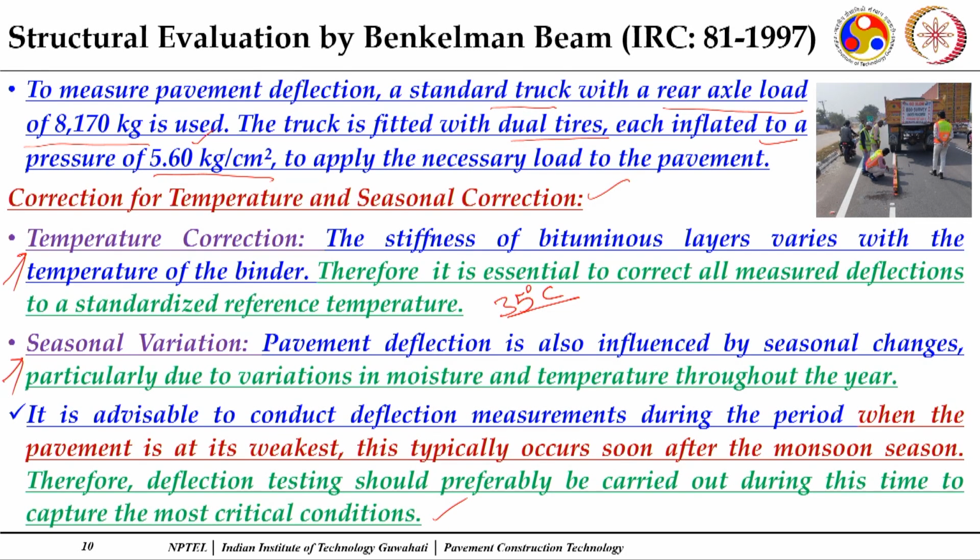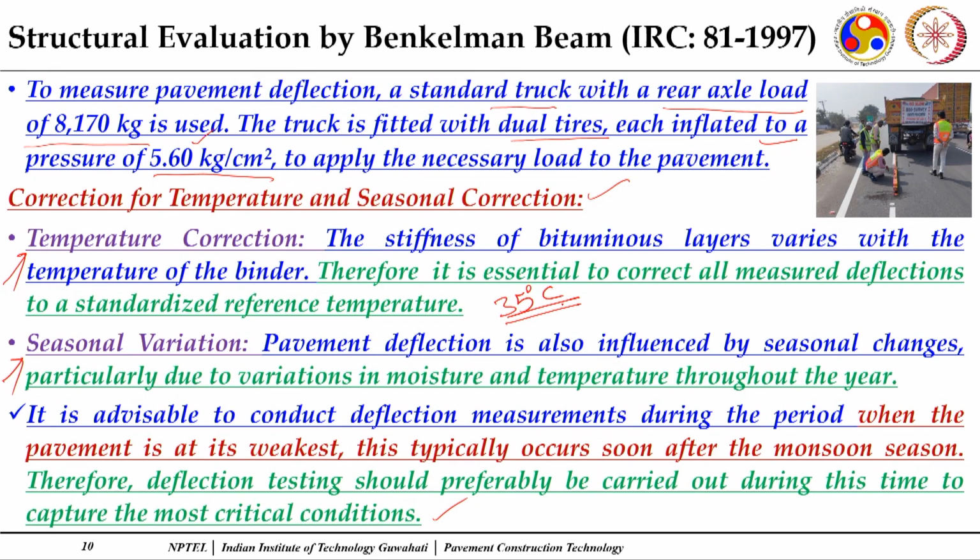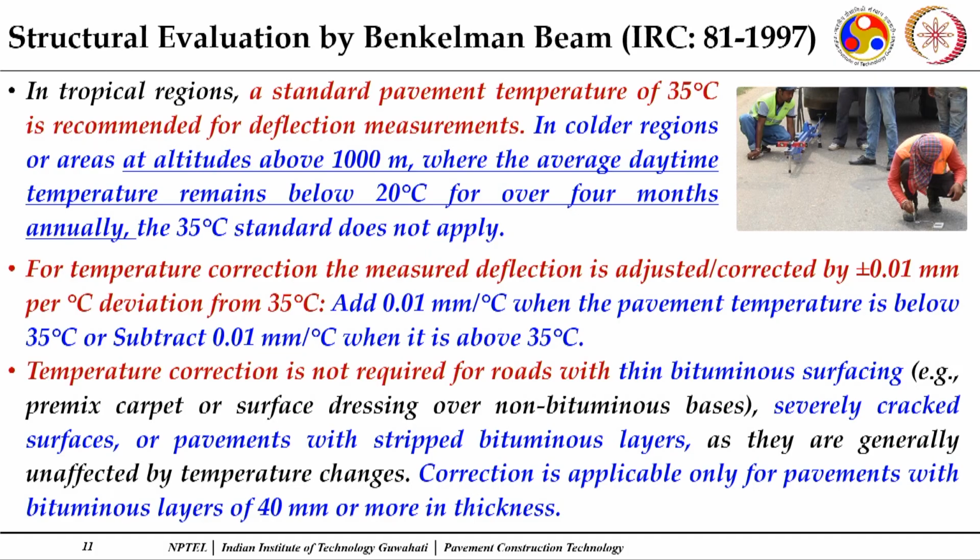Now, actually every time it is not possible to do the measurements at 35 degrees centigrade or to do measurements just after the monsoon is over. So then we need to apply corrections considering the temperature and the variation in the season. So as I mentioned, the standard temperature which is preferred for Benkelman beam study in most of the tropical regions is 35 degrees centigrade for deflection measurements.